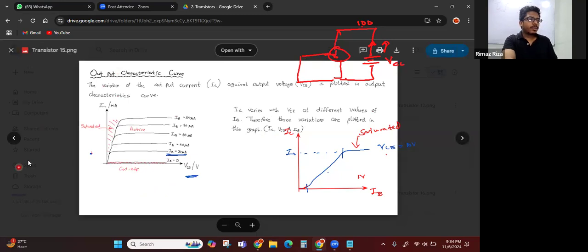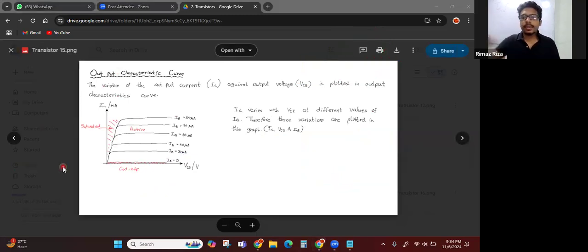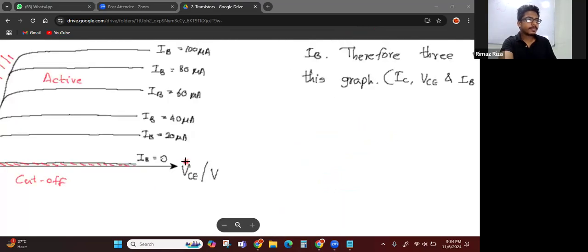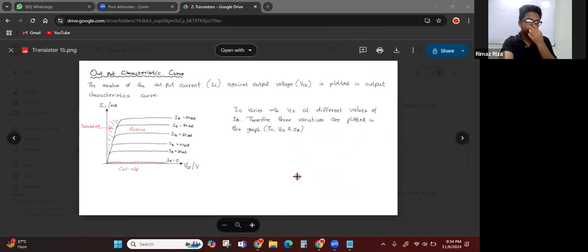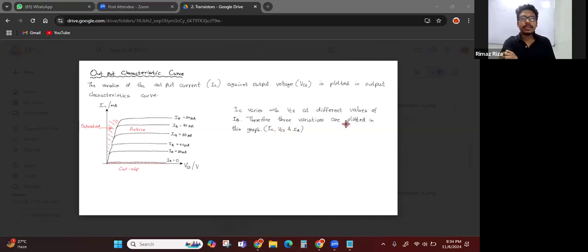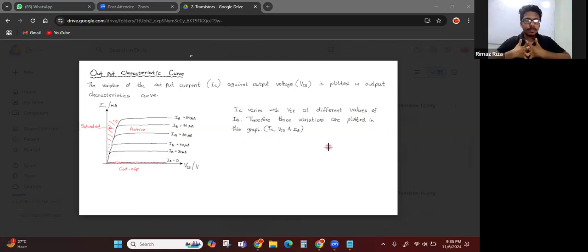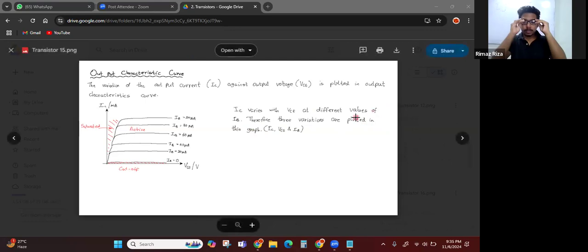Okay, so this is the output characteristic curve. Do you have any questions regarding this now? Okay, so then let's move on.